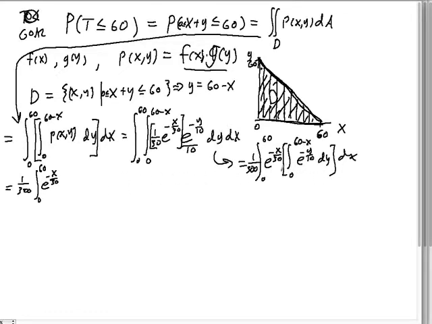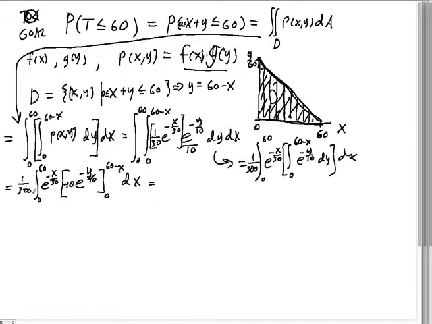So what's the antiderivative of that? We can write it down simply enough. It's going to be 10, negative e to the negative y over 10, from 0 to 60 minus x. And then we're going to put a dx on the outside of everything.